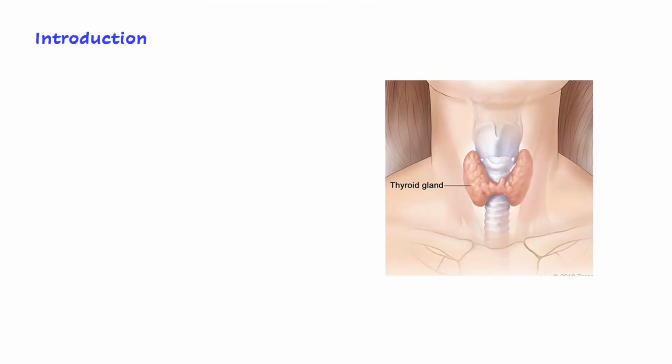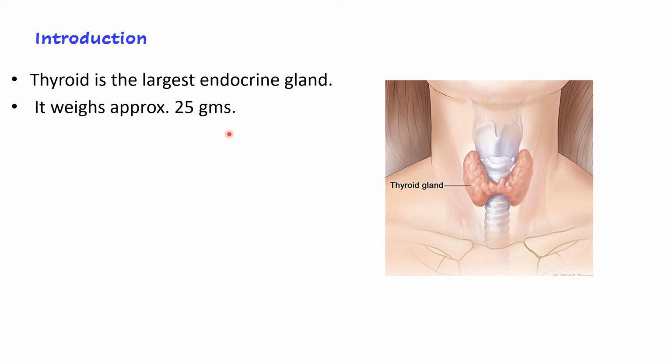You should always begin your answer with introduction. In this picture we can see the location, the shape of the thyroid gland. So thyroid, it is the largest endocrine gland and it weighs approximately 25 grams. It's slightly larger in size in case of females.